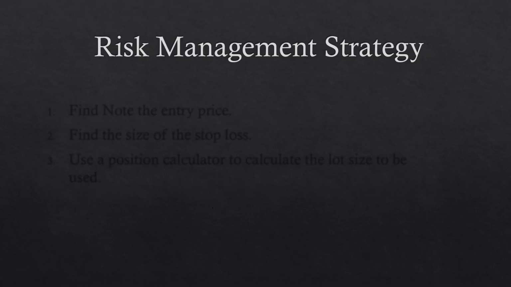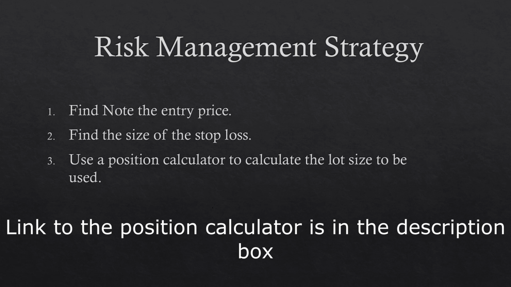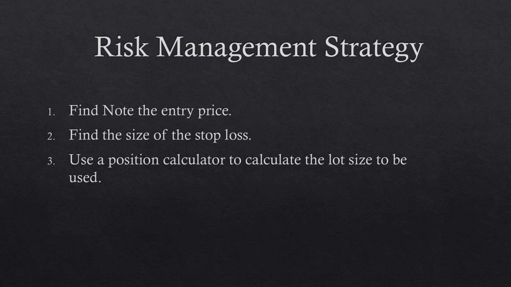For this strategy, we're just gonna follow 3 steps. So firstly, you're gonna find an entry and note down the entry price. Then you're gonna calculate the size of the stop loss based on your strategy, and then we're gonna use a position calculator to calculate the lot size that we're gonna use to execute the trade, and then that's it.